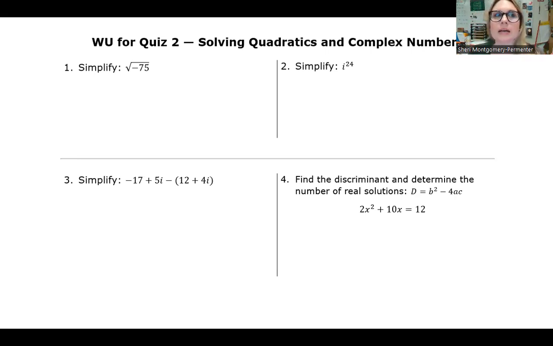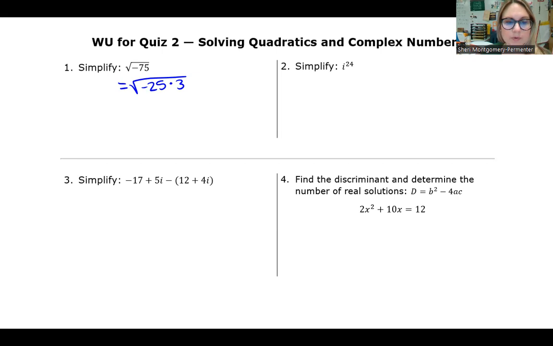You're going to look through that list for the numbers that are underneath the square root, and you're going to try and find something that divides into 75 that is a perfect square. Did anybody figure it out? 25 is a perfect square. So the square root of negative 75 is the same thing as the square root of negative 25 times 3.